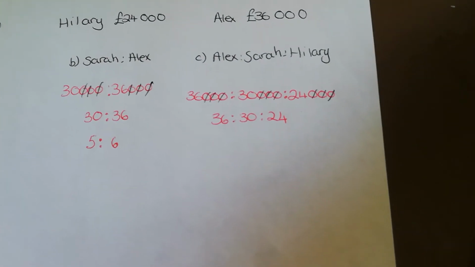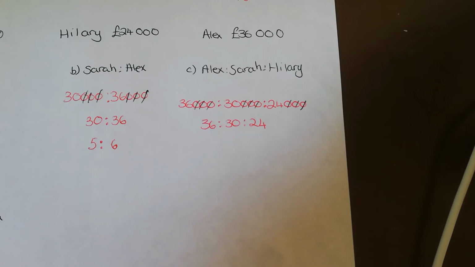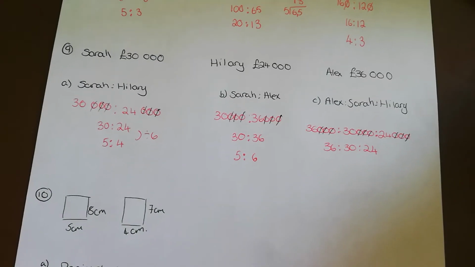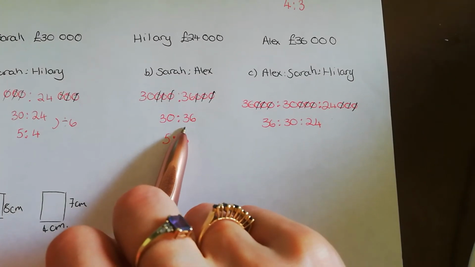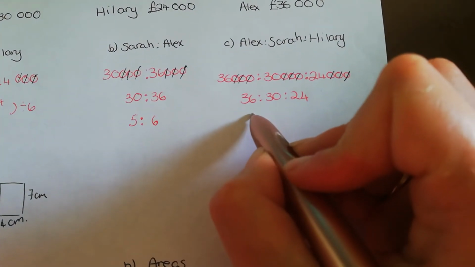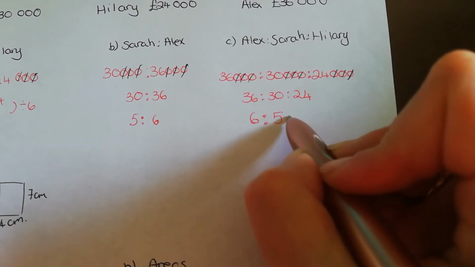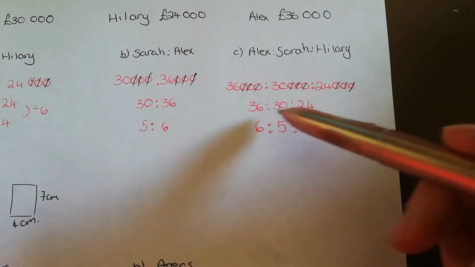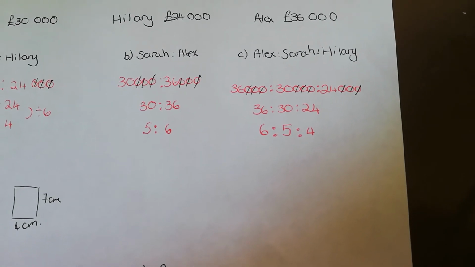So 36 from Alex, 30 from Sarah, 24 from Hilary. So we're focusing in on this bit of the ratio and we're saying, right, what times table are 24, 30 and 36 all in? Think about what you divided by over here. Here we divided by 6. Here we divided by 6 as well. So here we can divide by 6. 6 goes into 36 6 times. 6 goes into 30 5 times. And 6 goes into 24 4 times. So our final answer is the ratio 6 to 5 to 4.